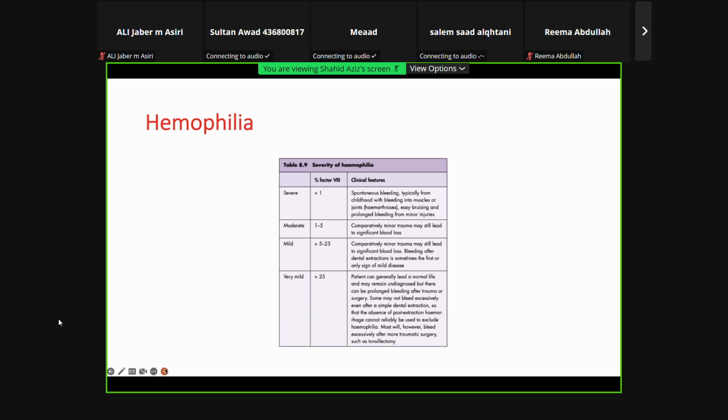Patients who have very mild hemophilia have more than 25% factor 8 levels. These patients with very mild disease can essentially lead a normal life and can remain undiagnosed for a pretty long time. But in their case, there can sometimes be prolonged bleeding after trauma or surgery. Some of them may bleed, some of them may not bleed excessively after a simple procedure like a dental extraction. So you have to keep in mind that the absence of post-extraction hemorrhage cannot reliably be used to exclude hemophilia in these patients. Most of them will, however, bleed excessively after different types of traumatic surgeries, for example, tonsillectomy.